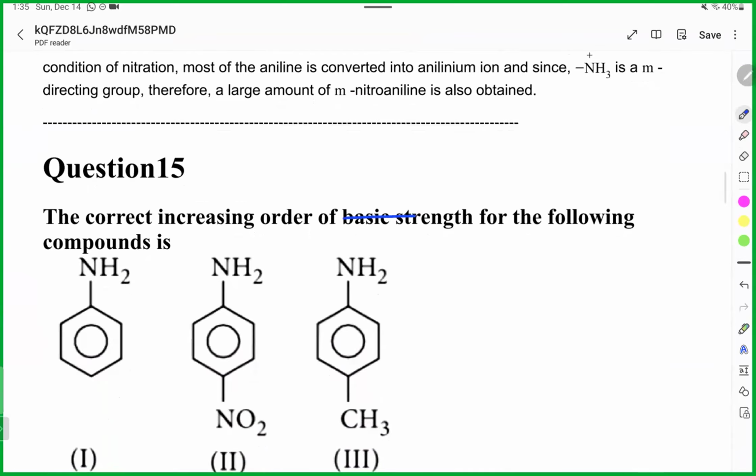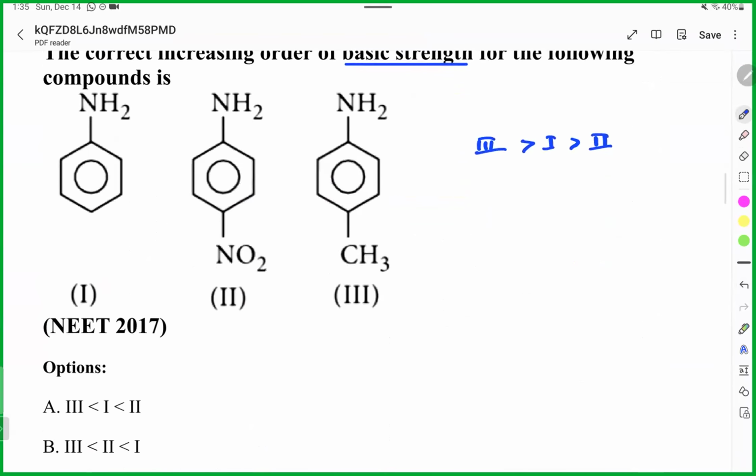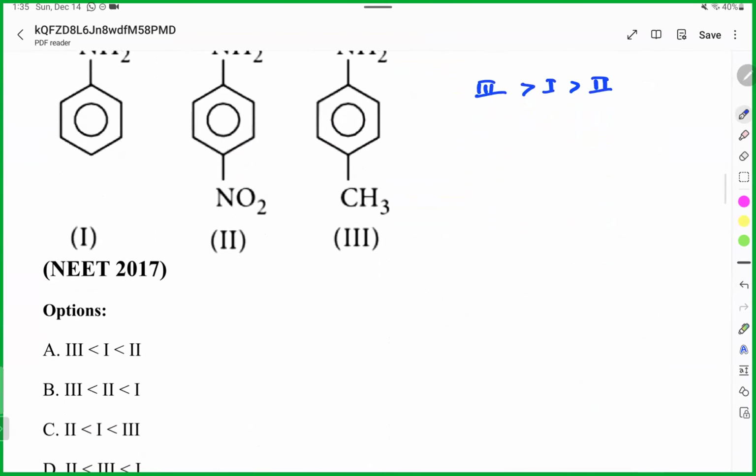Basic strength. Who's next? Pratigya. Basic strength. 3, 2, 1. 3, 1, 2. 3 maximum, then 1 and 2. Correct? Because of the electron donating group, the withdrawing group, and no impact, 0.